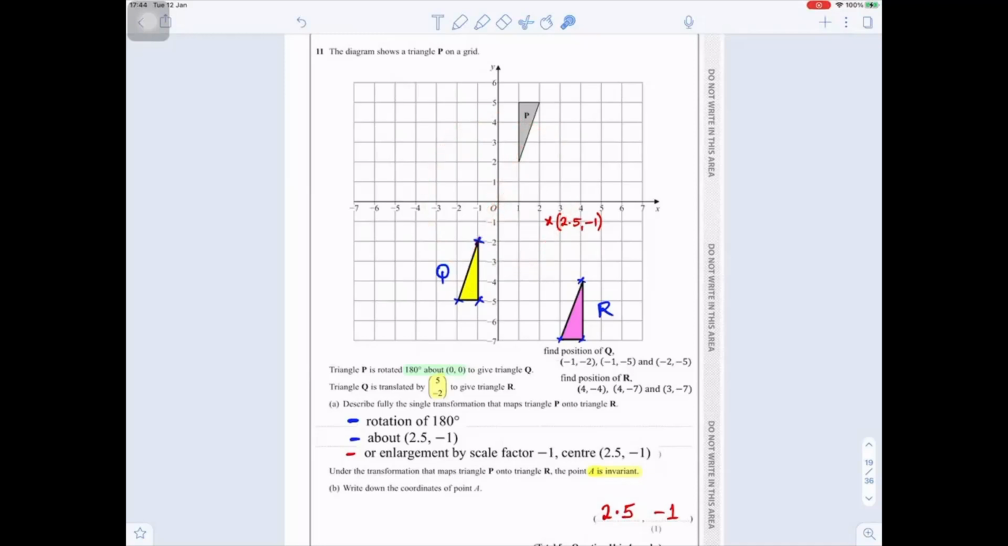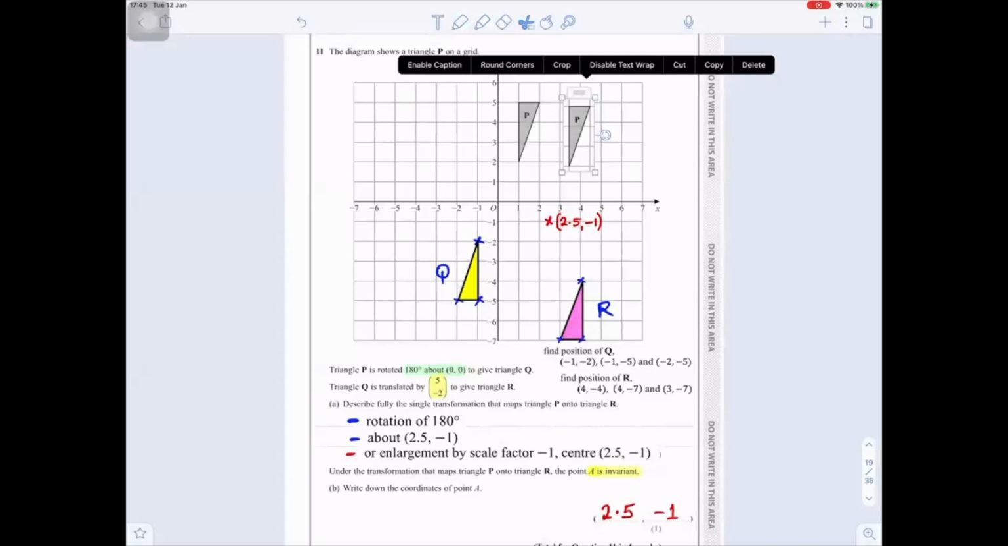And when it gets to the point Q, it is translated 5 and minus 2. Plus 5 means you move it 1, 2, 3, 4, 5. Minus 2 means you move it 1, 2 down. That's what happens. Plus 5 and minus 2.